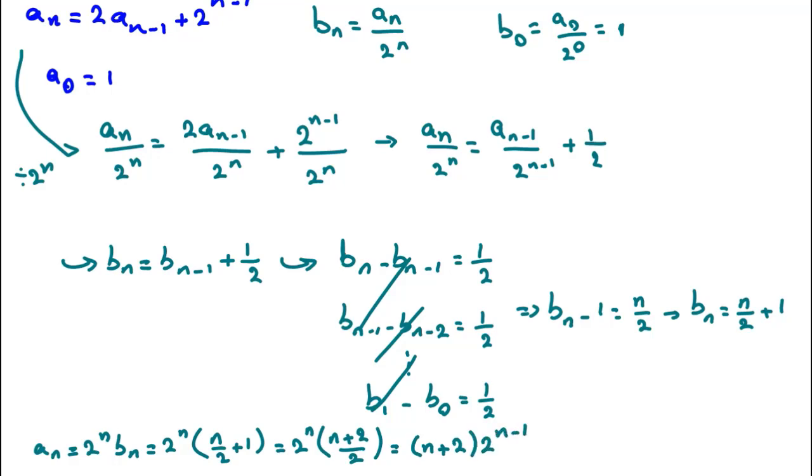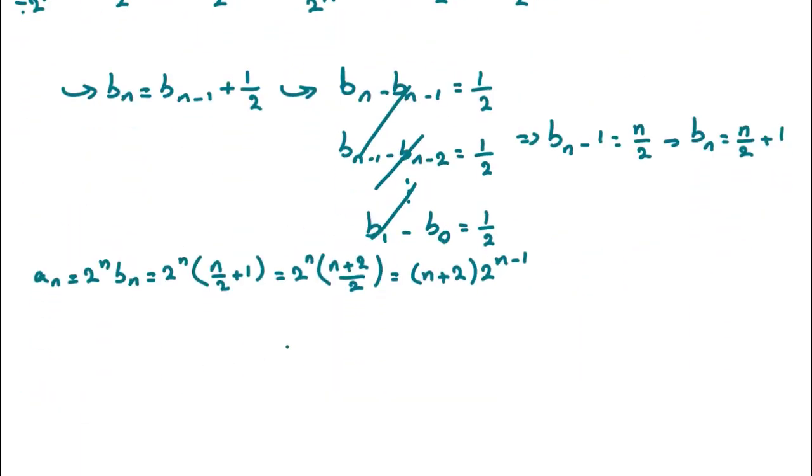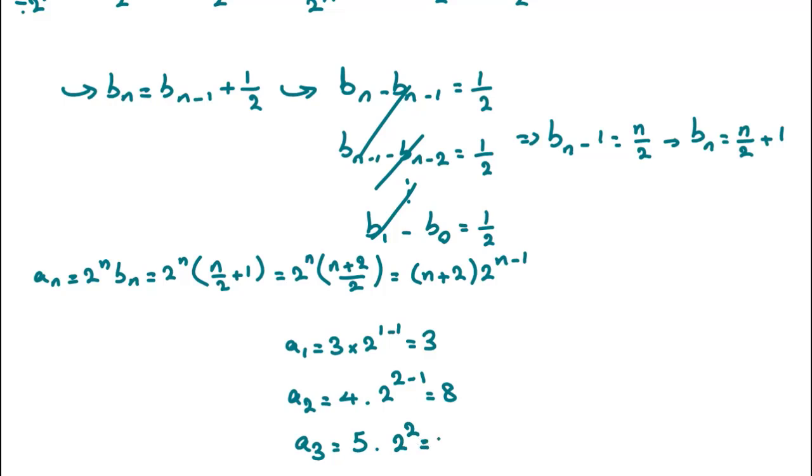So let's check. By this formula, A1 is what? It is 3 times 2^0, which is 3. A2 is what? It is 4 times 2^1, which is 8. A3 should be 20. It's (3 + 2) times 2^2, which is 20. So we will see it is correct.